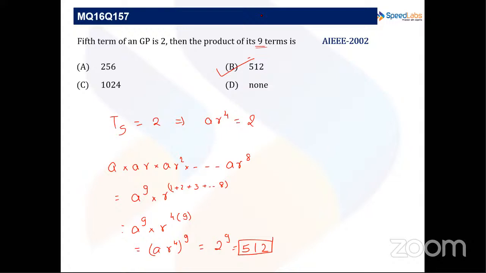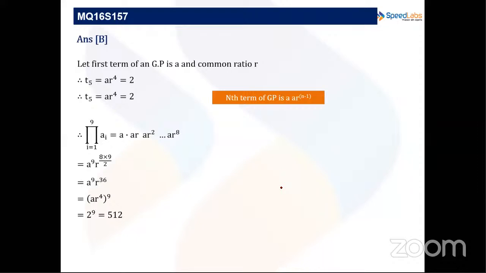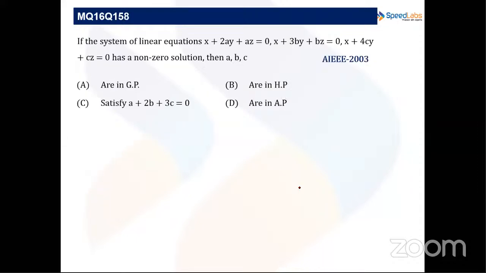Yep. Moving to the next question. If the system of linear equations x plus 2ay plus az equals 0, x plus 3by plus bz equals 0, and x plus 4cy plus cz equals 0 has non-zero solutions, then ABC equals to. Again, 30 seconds.